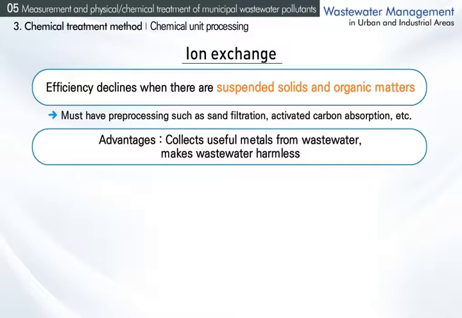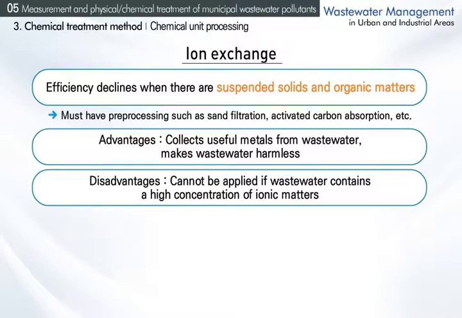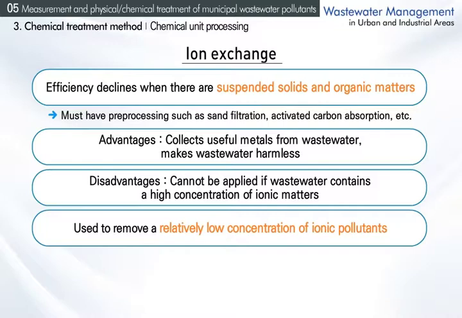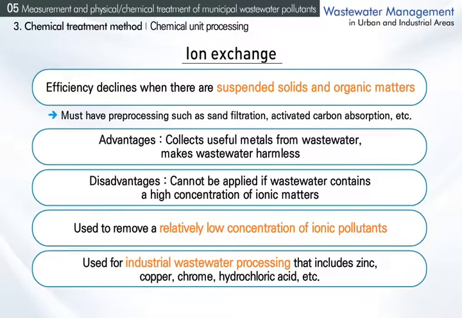The method of eliminating ionic pollutants using ion exchange resin can collect useful metals from wastewater and make wastewater harmless, but it is difficult to apply if wastewater contains a high concentration of ionic matters. Thus, it is mainly used to remove a relatively low concentration of ionic pollutants. This method is used more for industrial wastewater processing that includes zinc, copper, chrome, hydrochloric acid, etc., rather than in general processing of municipal wastewater.